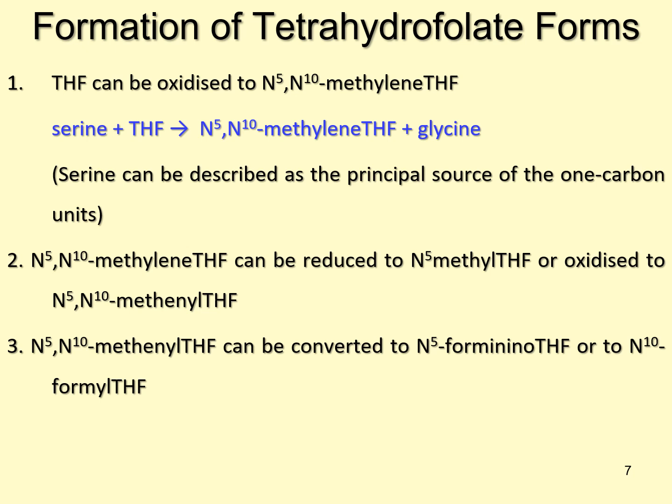This tetrahydrofolate can be converted to N5-N10 methylene tetrahydrofolate, and during this the serine reacts with tetrahydrofolate to produce N5-N10 methylene tetrahydrofolate plus glycine. So serine can be described as a principal source of one carbon units in the reaction. N5-N10 methylene tetrahydrofolate can also be reduced to N5-methyl tetrahydrofolate, or oxidized to N5-N10 methenyl tetrahydrofolate. This N5-N10 methenyl tetrahydrofolate can be converted again to N5-formimino tetrahydrofolate, or N10-formyl tetrahydrofolate.